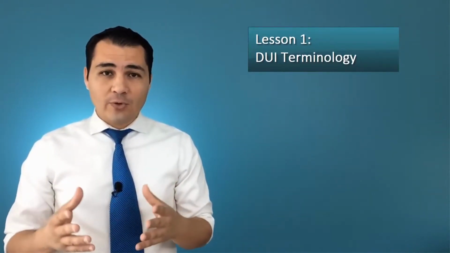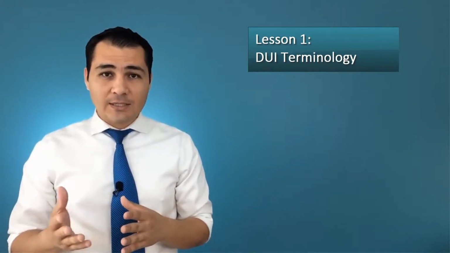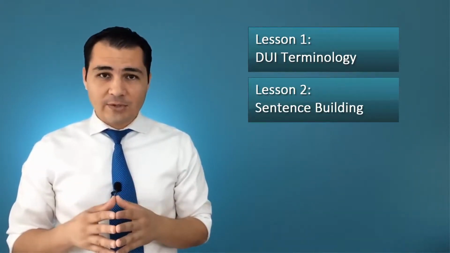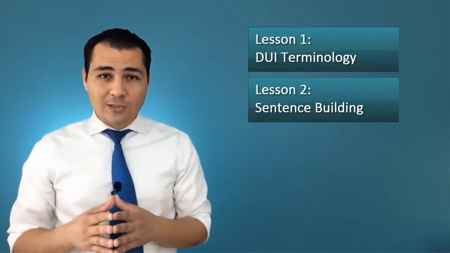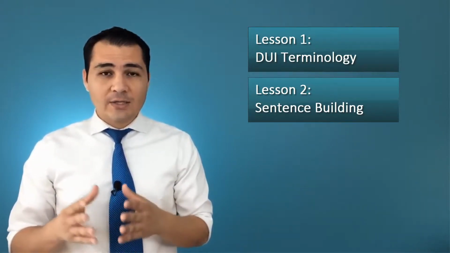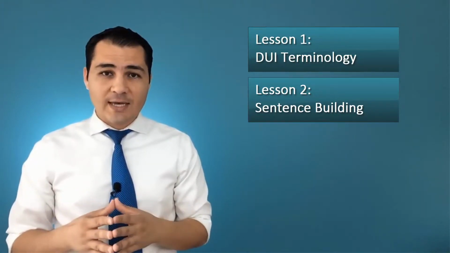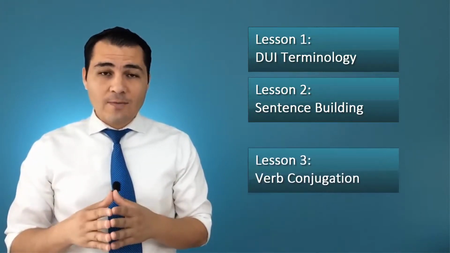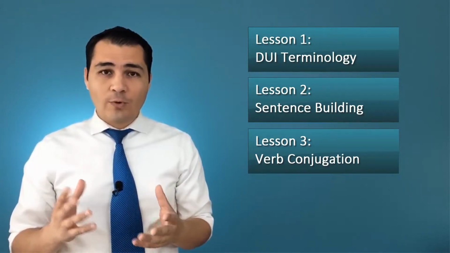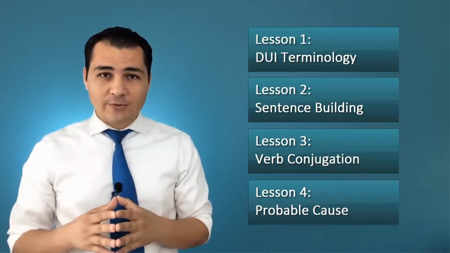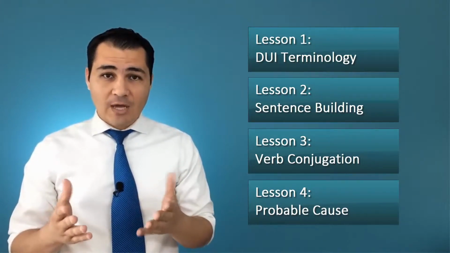Now, how are we going to accomplish that? Well, in Lesson 1, we will review the DUI terminology. In Lesson 2, we will cover sentence building, so you can learn how to put together sentences such as the driver had slurred speech, red watery eyes, the officer administered the field sobriety test, and more. In Lesson 3, we will cover verb conjugation in past tense, and in Lesson 4, we will put it all together in a probable cause report. Sound good? Are you ready? Let's begin.